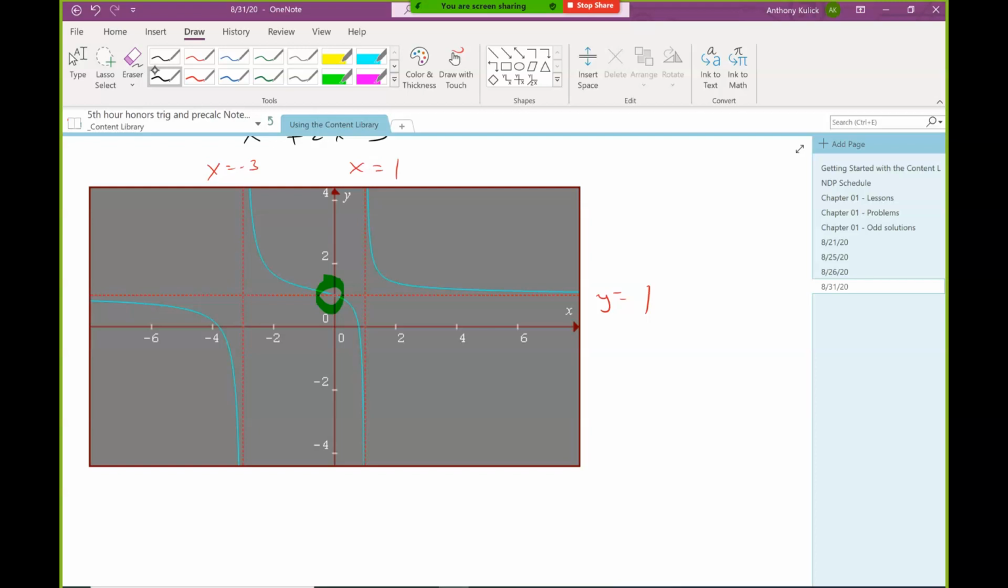Is everybody okay with that idea? So just keep in mind that technically this isn't a horizontal asymptote, but for the sake of simplicity in this class, we're not going to worry about that difference. Okay?